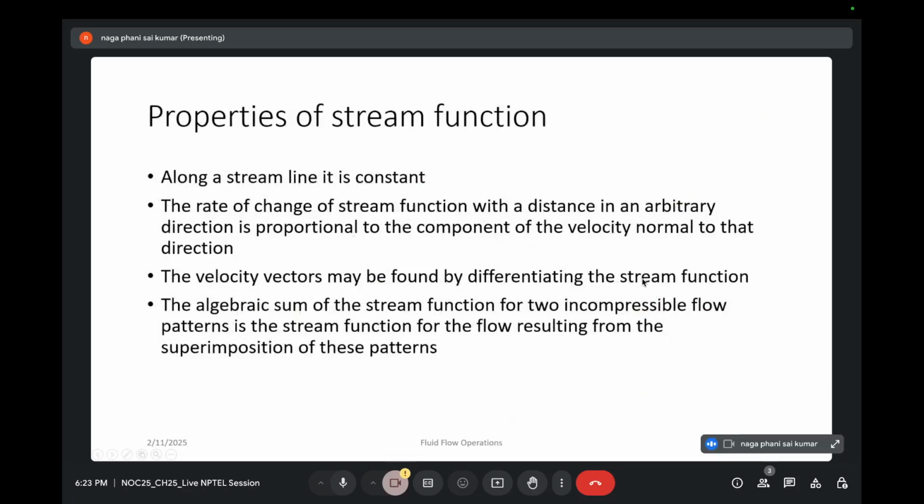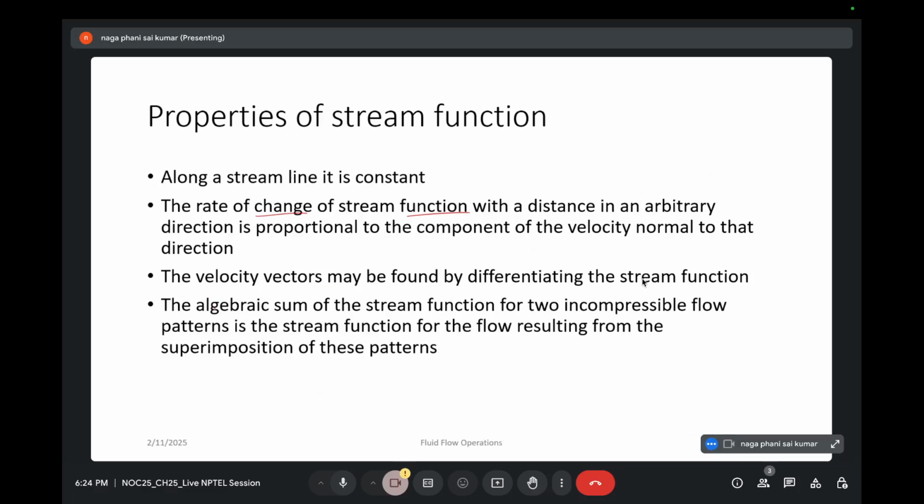Then come the properties of a stream function. It's important to understand them as well. Along a streamline, the stream function will always be constant. The rate of change of the stream function with distance in an arbitrary direction is proportional to the component of velocity normal to that direction. And velocity vectors may be found by differentiating the stream function.